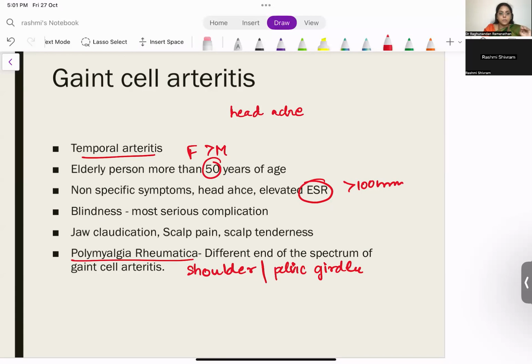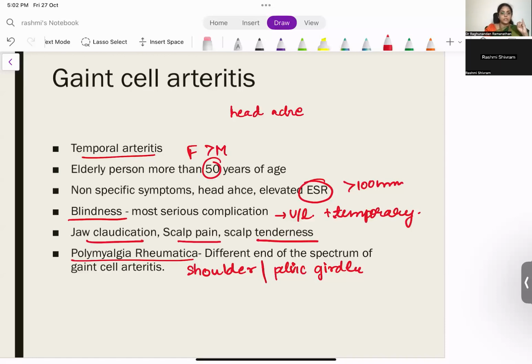So what is the other complication? You will have blindness. Usually the blindness can be unilateral or bilateral. It can be temporary or permanent. But the most common one will be unilateral plus a temporary deficit. And the patient can also have jaw claudication, scalp pain, and scalp tenderness.